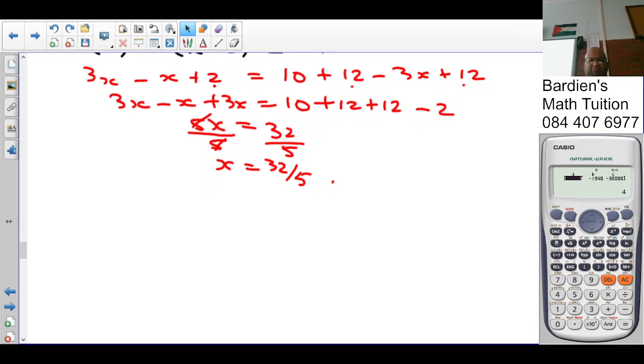Now we're looking at number 6 where the denominator has a variable in it. Now the denominator has a variable in it.